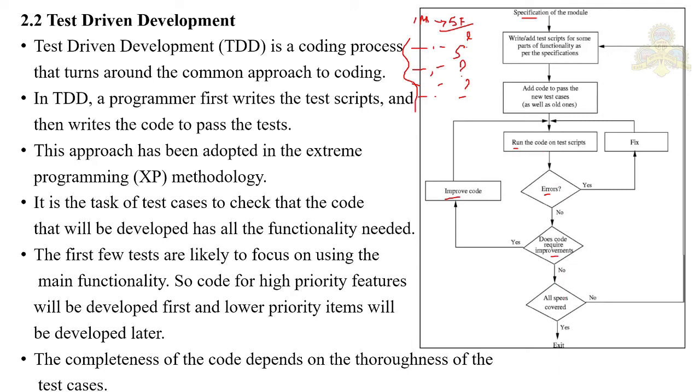Then he has to check whether he has covered all the specifications from that module. If he has covered everything from that module, then the coding of the module is completed. If no, if he has missed some functionality, he has to go back to the first step. Again he has to write the script, then write the code, then run the scripts and verify. This process continues.